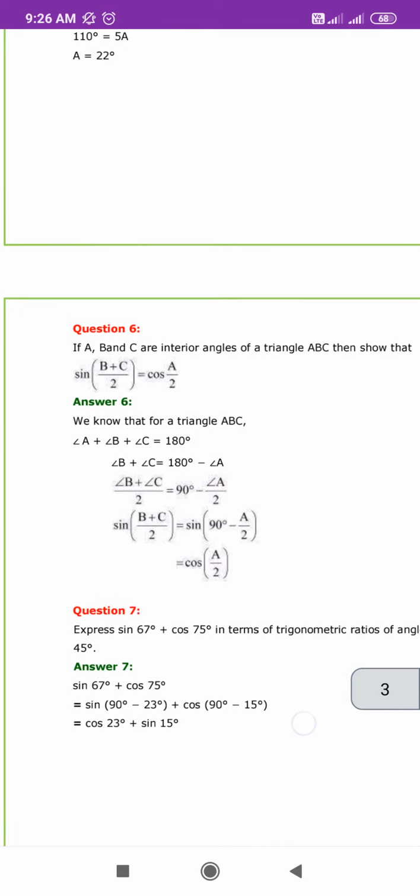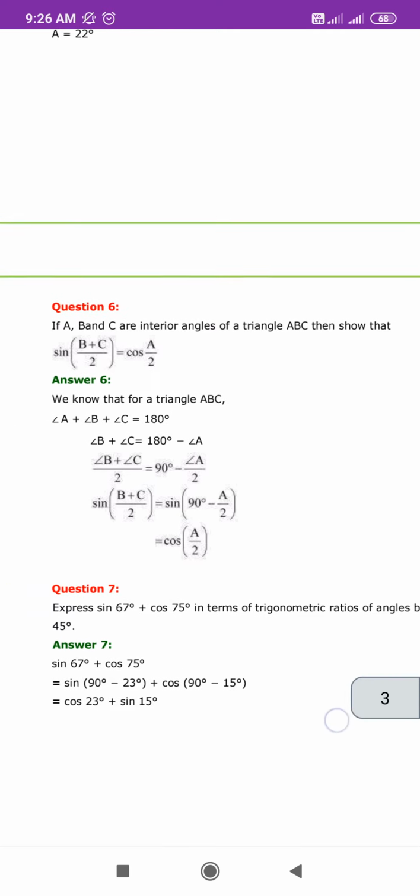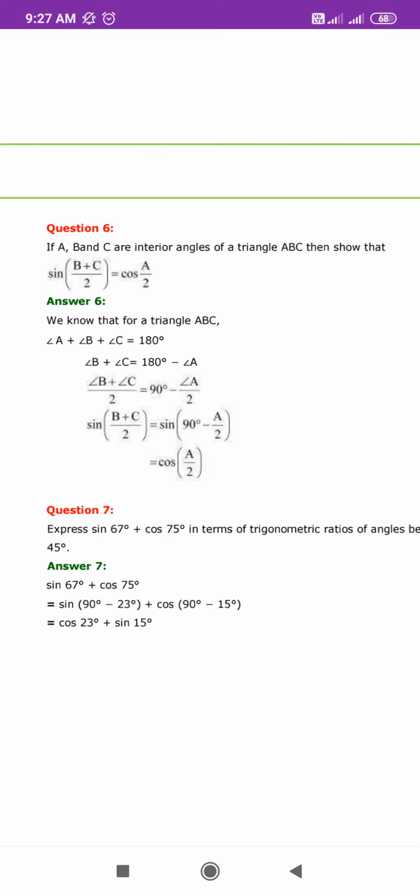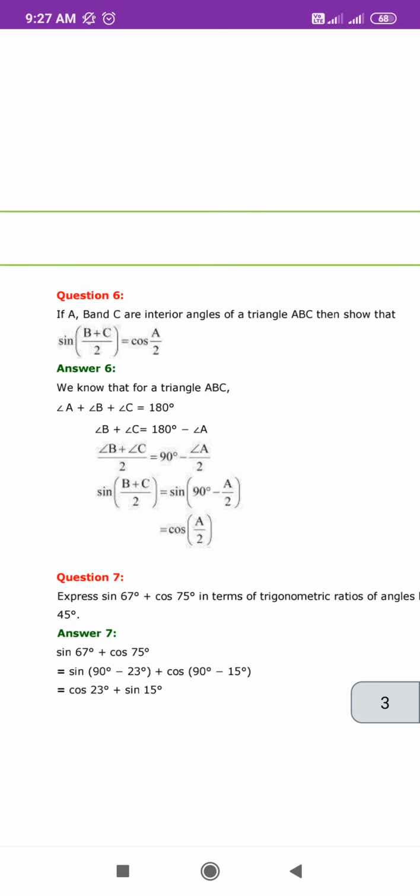After that, we take sine on both sides. Sine of (B plus C) upon 2 is equal to sine of (90 minus A upon 2), and sin of (90 minus theta) is equal to cos theta, so this is cos A upon 2. So sin of (B plus C) upon 2 is equal to cos A upon 2. That is the answer and that is what we had to prove.